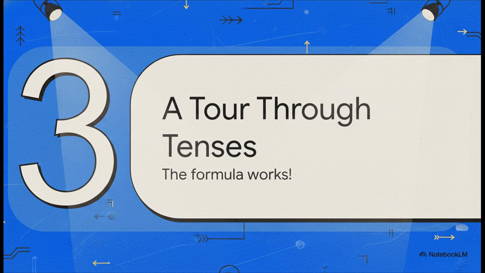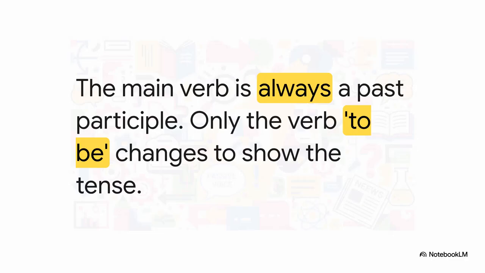All right, so you've got the basic formula down, but you might be wondering, does this work with different verb tenses like past or future? And the answer is absolutely. Let's take a super quick tour and see how that one formula works pretty much everywhere. And here is the secret that makes this whole thing so easy. That main verb, the action word, it's always in its past participle form. It never changes. The only thing that changes to show us the tense is that little helping verb to be. So keep an eye on that as we go to the next slide.